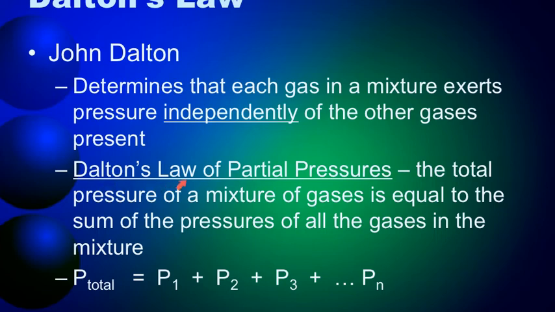And what he formulated is called Dalton's law of partial pressures. That is, the total pressure of a mixture of gases is equal to the sum of the pressures of all the gases in the mixture. So total pressure is equal to the pressure of gas 1 plus the pressure of gas 2 plus the pressure of gas 3 plus the pressure of whatever number of gases there are. If you've got 12 gases, you'd have 12 terms here. If you've got 2 gases, you would only have 2 terms. The pressures of each of those gases add up to the total pressure.